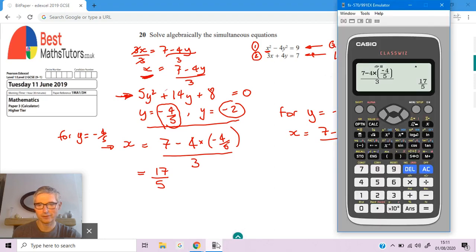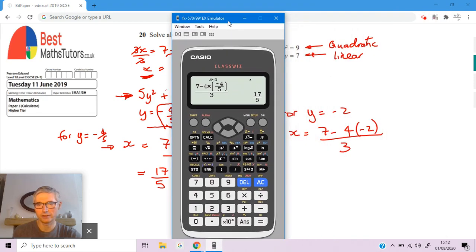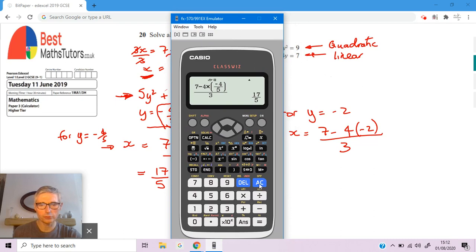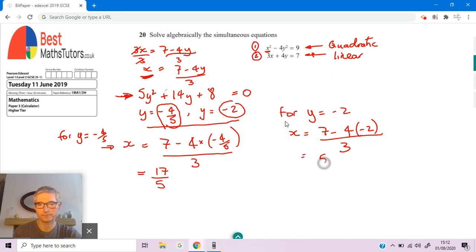And so let's just move that over here. So we'll just clear that and put another fraction in. So we've got 7 minus 4 times, I'll just put in a bracket so we can see where we're substituting in. So -2, and then go into the bottom of the fraction, so 3, and then the overall value for that is 5. So that equals 5.